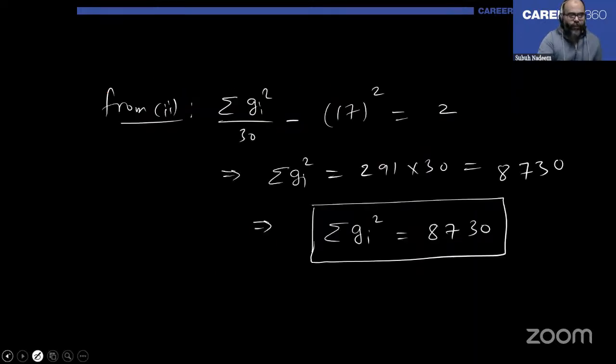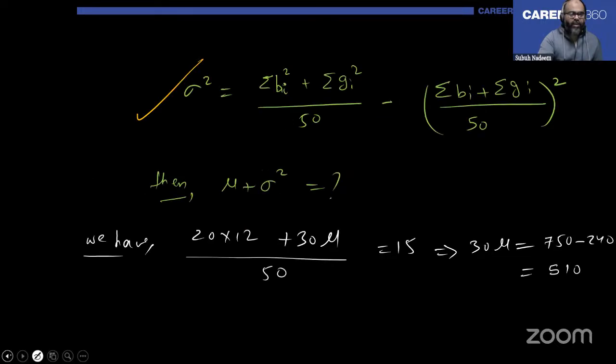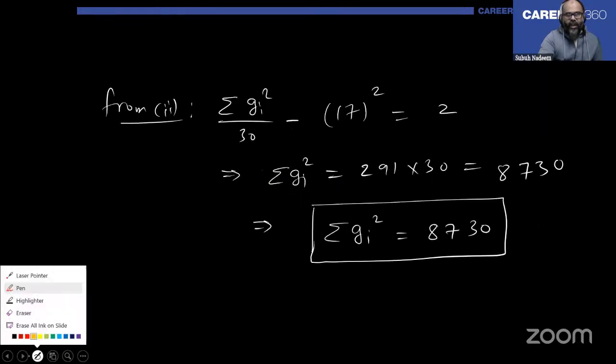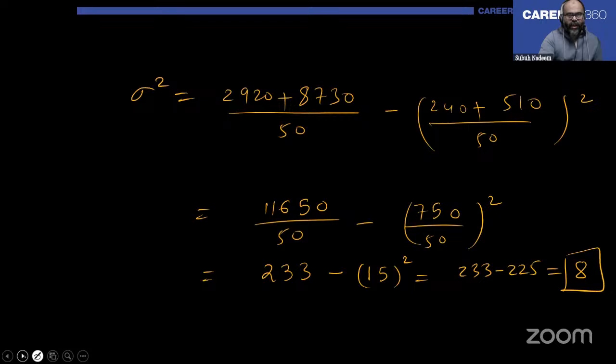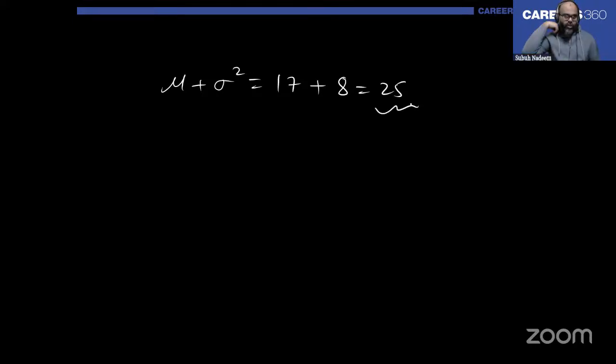This is sigma square, and mu is 17. What we need here is mu plus sigma square. So mu is 17 and sigma square is 8. So mu plus sigma square is equal to 17 plus 8, which is equal to 25. So this is our answer here. Let's see what is the correct answer. Yeah, it is the correct answer. It is 25.